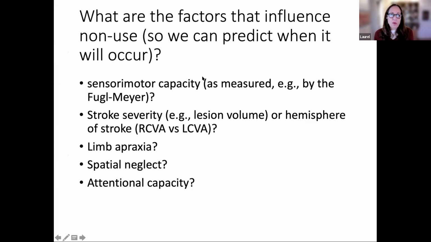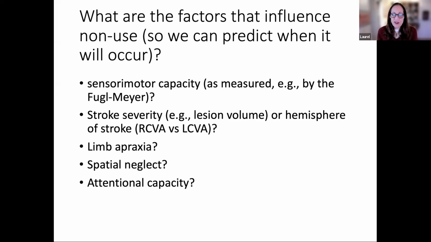So one of the big questions, as I said a minute ago, is what are the factors that influence non-use, so that we can predict when and in whom it will occur? Some candidate factors are sensory motor capacity, as measured by, for example, the Fugl-Meyer, a widely used measure of sensory motor capacity, and stroke severity, which is lesion volume, which we know from many, many other domains. Stroke severity, as you won't be surprised to learn, affects many functions, both motor and cognitive and linguistic.